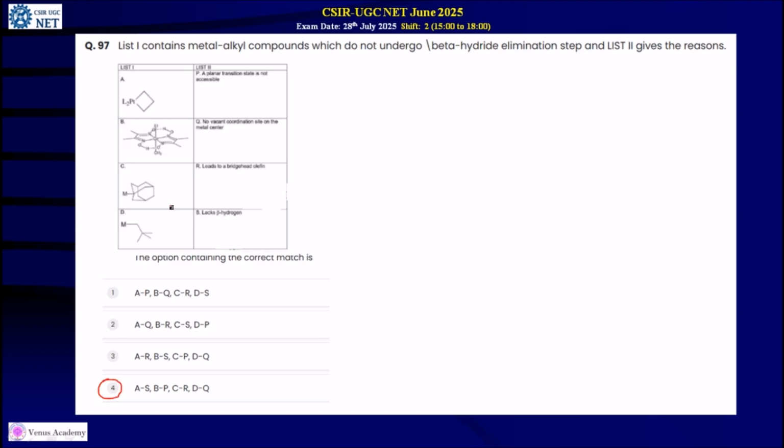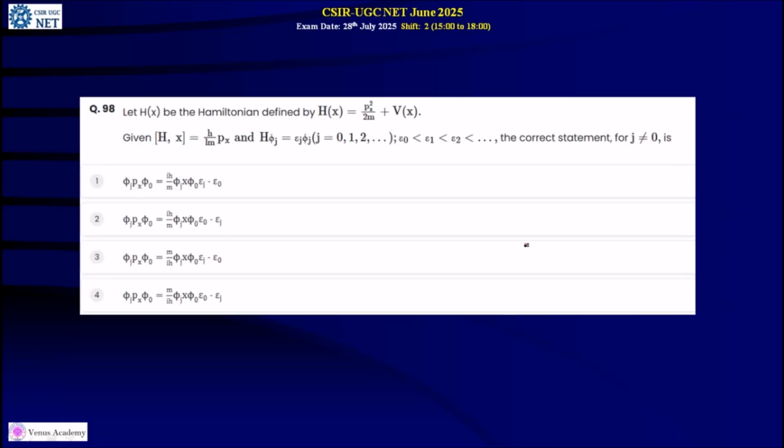That means A gives S, so A is going to be PQRS, lacks beta hydrogen, right? So there is no beta hydrogen. B is P, B is giving P means PQRS, planar, and C is going to be R. Then D is Q, right? So option number 4 is the correct option, students. Next, question number 98. Option number 4 is the correct option, students.